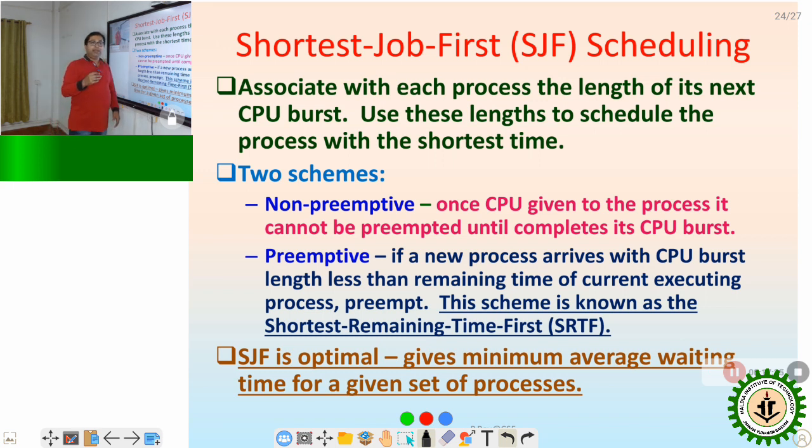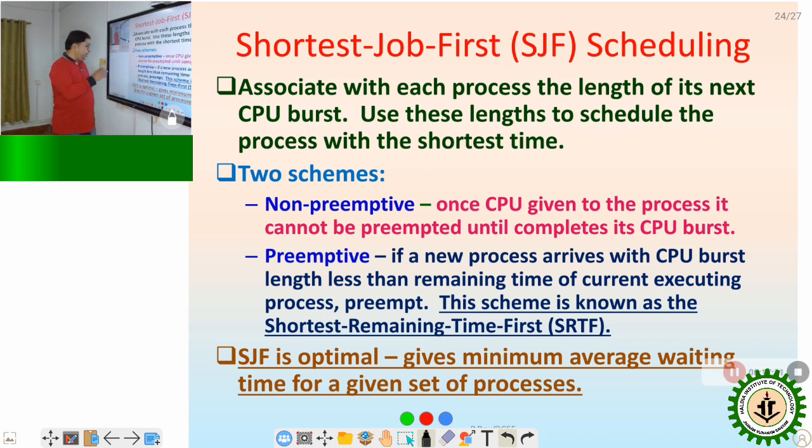Preemptive means, again I am telling you, suppose a particular process is executing, and at that time some higher priority job arrives. So what will happen? The next job which has a higher priority will preempt the lower priority process. And non-preemptive means once the CPU is given to the process, it cannot be preempted until it completes its CPU burst.